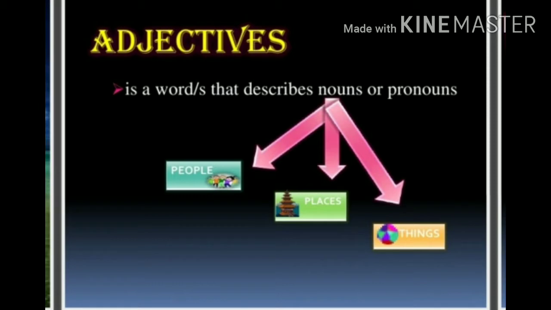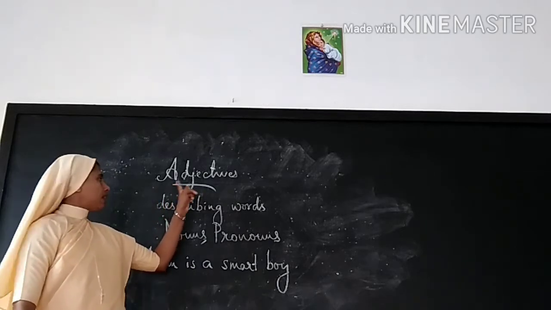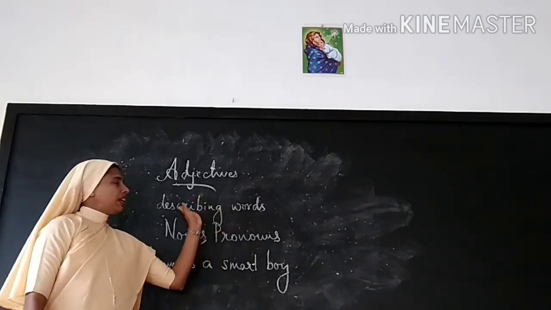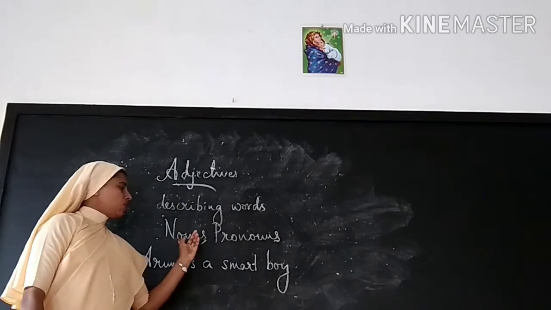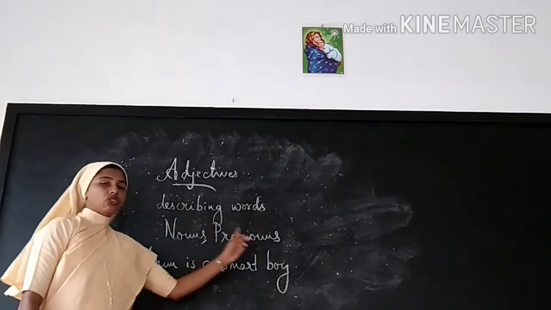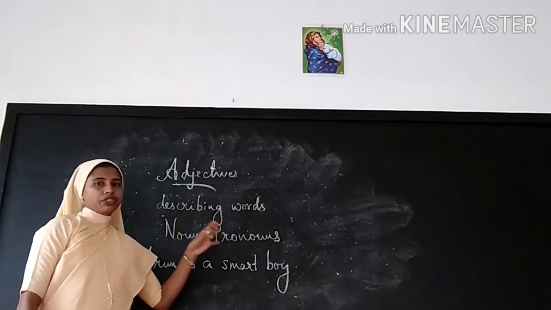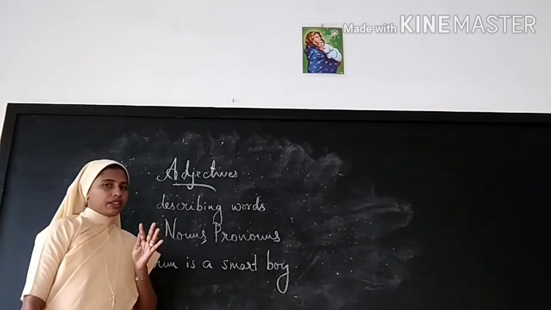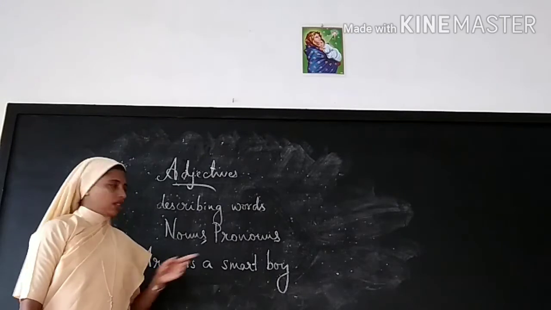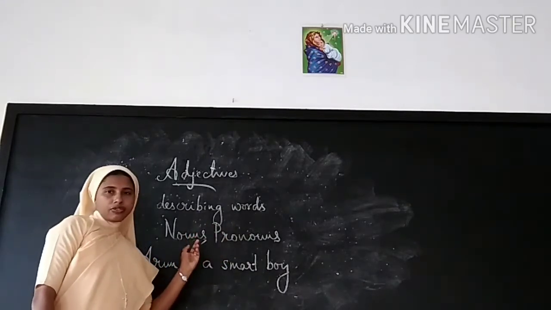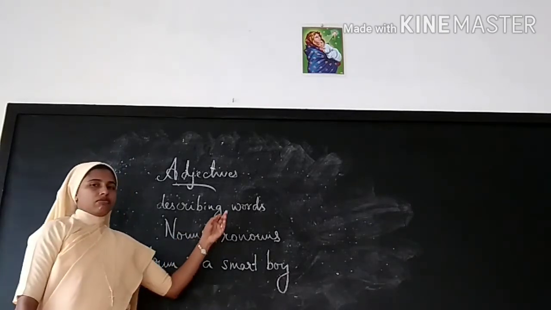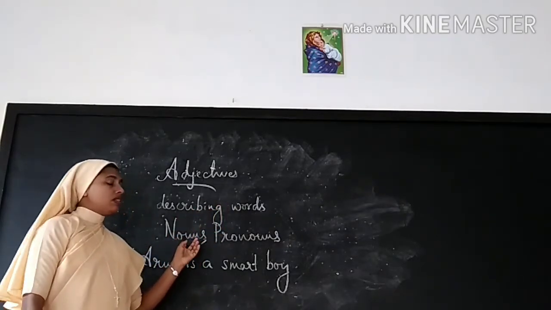We are proceeding with the third part, that is adjectives. Adjectives are describing or modifying words, and they modify nouns or pronouns. We have already learned what nouns and pronouns are. A noun or pronoun will be the doer of the action in the sentence. We have studied that nouns are naming words of persons, places, or things, and pronouns are used instead of nouns, such as she, he, they, we, etc. And adjectives will be describing these nouns or pronouns.